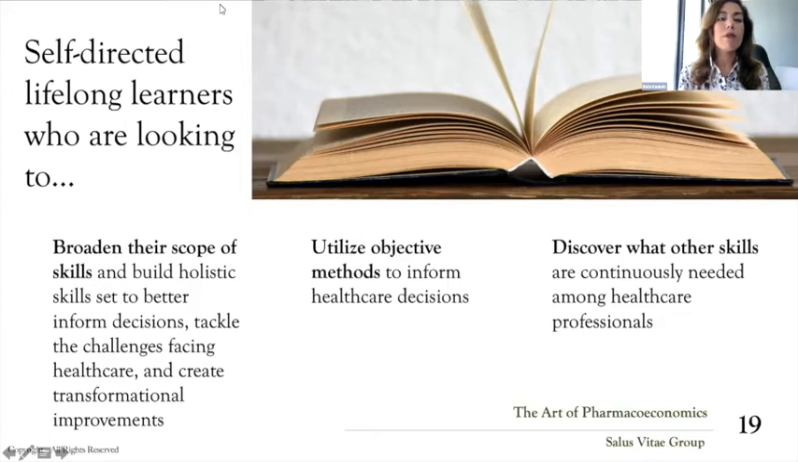Now, also, when you think about who would benefit, ultimately, if you find yourself a lifelong learner and you're looking to broaden your scope and build your skills to better inform decisions, tackle the challenges facing healthcare, and create transformational improvement, this will provide you the structure for that. And also, like we mentioned right at the beginning, if you want to utilize more objective measures to inform healthcare decisions, this allows you to create those frameworks and tools to start thinking about it like that. And of course, as many of us are trying to build the skill sets of current and future needs, this is definitely going to be one, because like I mentioned, at least over the last 10 years, it has substantially grown, and has definitely grown over the past 20 or 30 years.